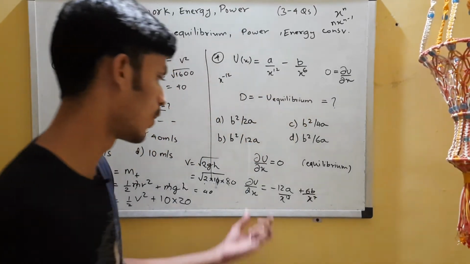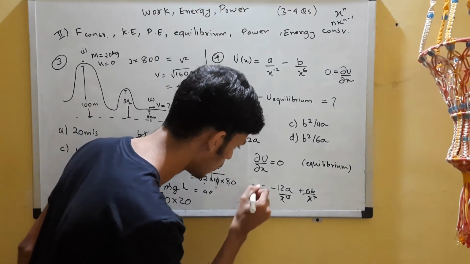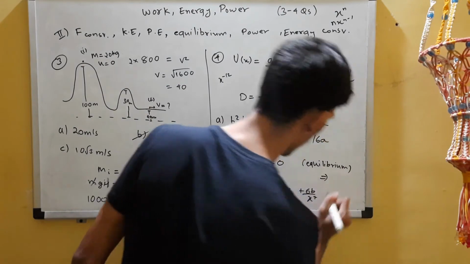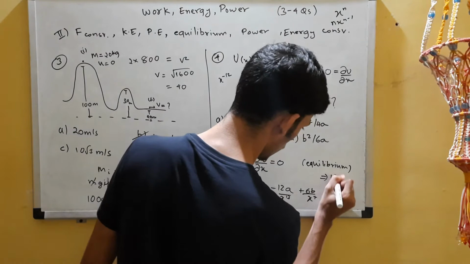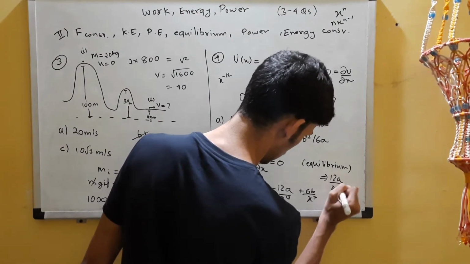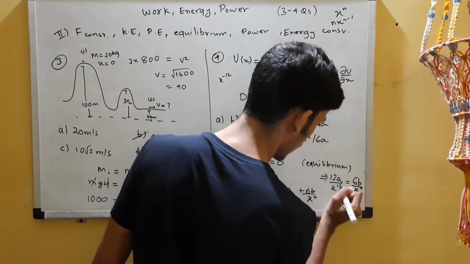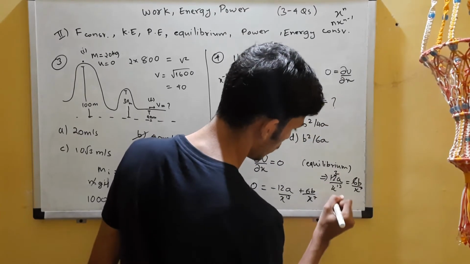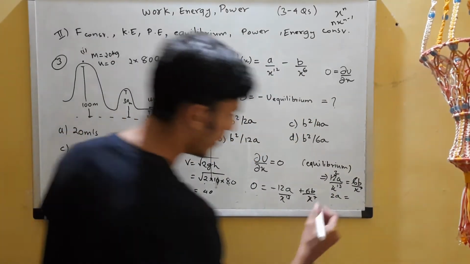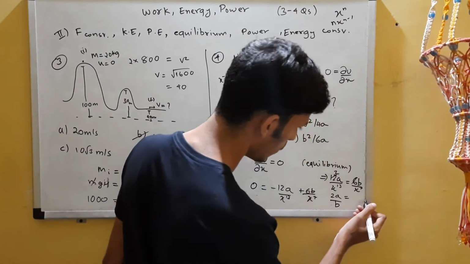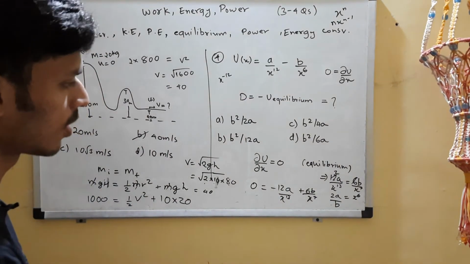Now you have to equate this to 0, right? You know that this term is 0 over here, so once you equate it to 0, you'll get the position of x at equilibrium. You will get a value of x for equilibrium to occur. So 12a upon x to the power 13 equals 6b upon x to the power 7. So 2a by b is equal to x to the power 6, right? We are cancelling x, which is not equal to 0, of course.